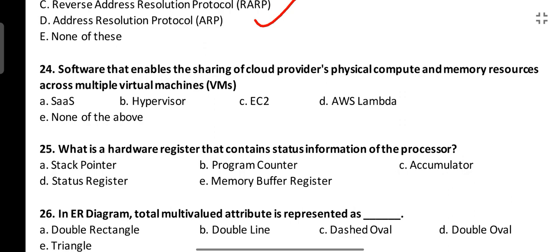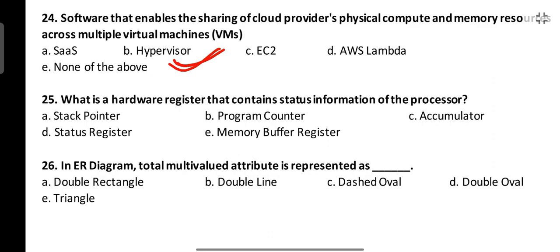Okay, next is software that enables the sharing of cloud providers' physical compute and memory resources across multiple virtual machines. So what is this? This is hypervisor. What is hypervisor? It is the methodology or method to share one resource with multiple virtual machines. So VMware is also a kind of hypervisor only.